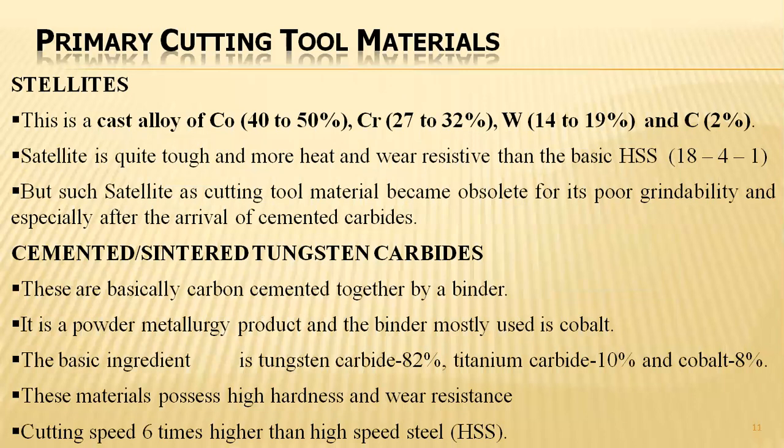Coming to the primary cutting materials, stellites, nominally called cast alloys, contain cobalt 40 to 50 percent, chromium 27 to 32 percent, tungsten 14 to 19 percent, and carbon 2 percent, the maximum percentage that enters the hypoeutectic region.